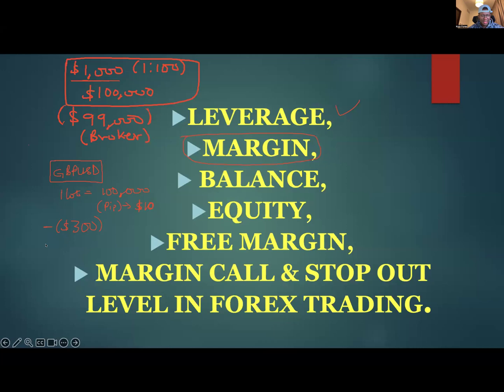Imagine you place another one lot again. Guess what? The broker is going to set aside another $300. Then imagine you place another one lot again. The broker is going to set aside another $300, right? So far they've set aside $900. Are you with me? Then imagine that you place another one lot.